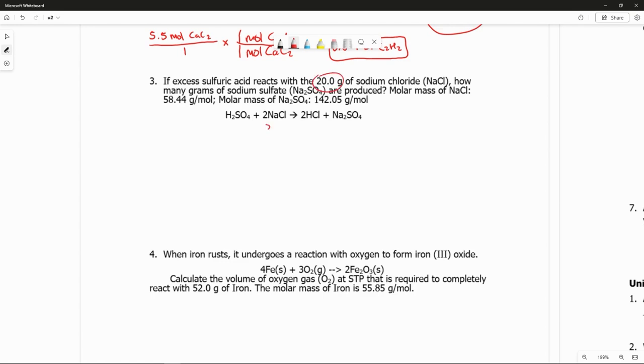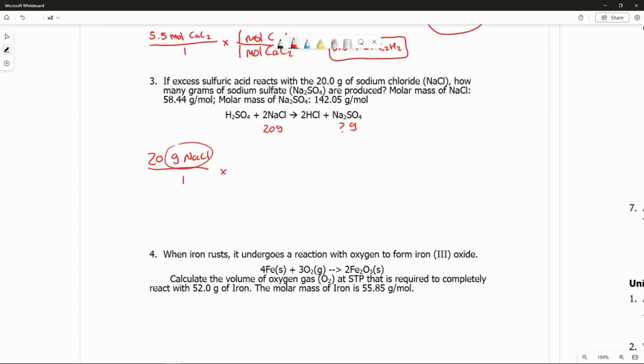So we're given that we have 20 grams of sodium chloride, NaCl, and we want to find the grams of sodium sulfate, Na2SO4. So we want to put question mark grams. The way we start this is we always use the given data, the number that we're given first. So 20 grams NaCl, and then we want to use our molar mass to convert this grams into moles.